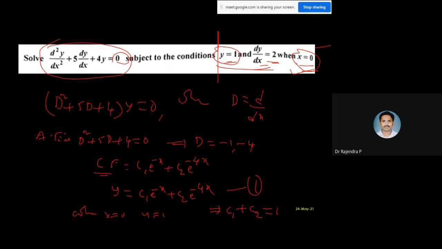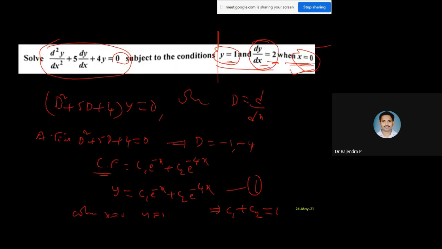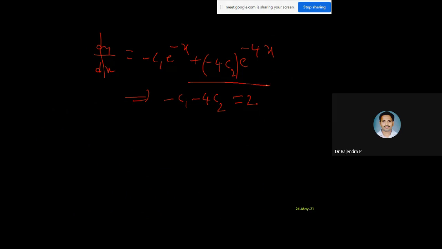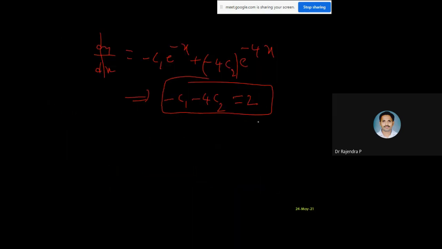What condition are they given one more time? The dy by dx value is 2, again when x equal to 0. So I can substitute x equal to 0 here. If I substitute x equal to 0, I get minus c1 minus 4c2, and in that case the value is 2. The dy by dx value is 2. So now we have two equations. If you observe clearly, c1 plus c2 is equal to 1 and minus c1 minus 4c2 is equal to 2.